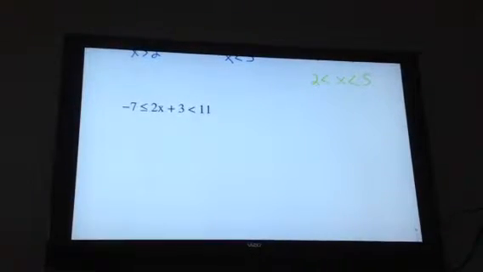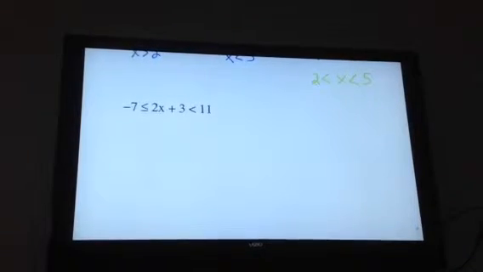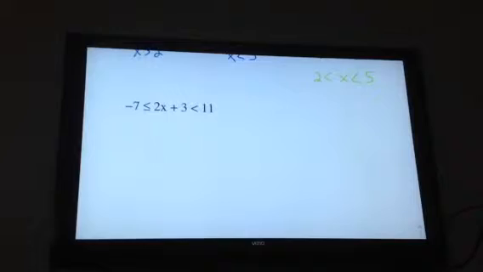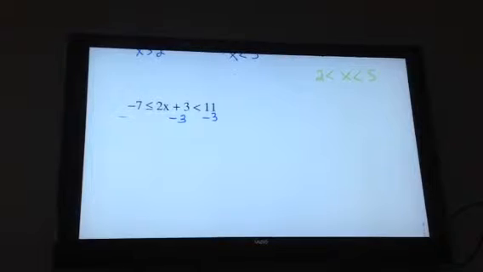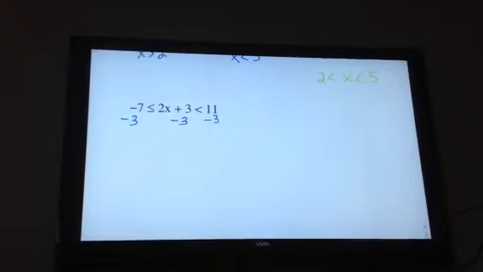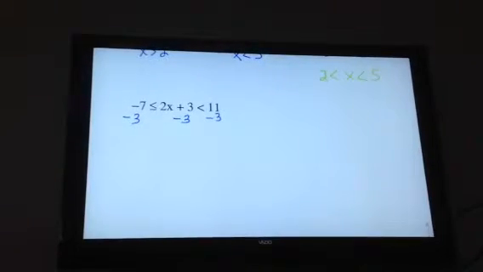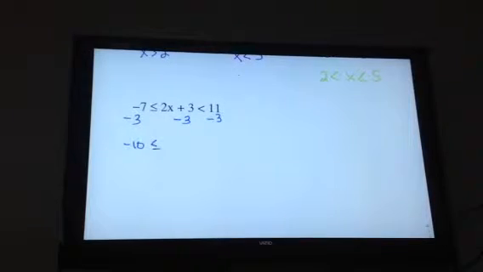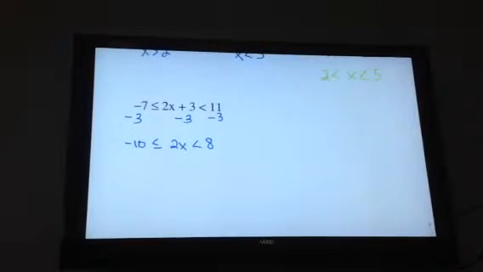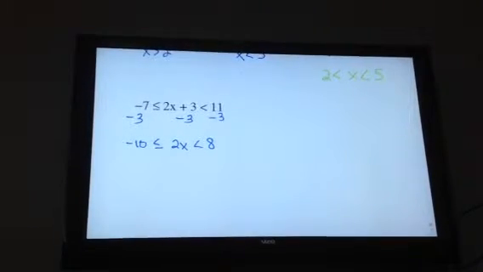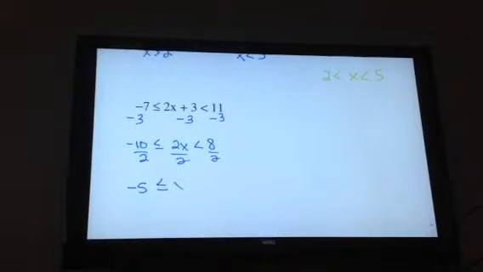And it's kind of like solving an equation that has three parts to it, or three sides, if you want to say. Your goal is to get x alone in the middle, so you're going to subtract 3 to do that. But that means you've got to subtract 3 from all 3 parts of the inequality. Not just the right or not just the left, but all 3 parts. So you're going to have negative 10 is less than or equal to 2x is less than 8. And then I'm going to divide by 2 on all 3 parts. So negative 5 is less than or equal to x is less than 4.